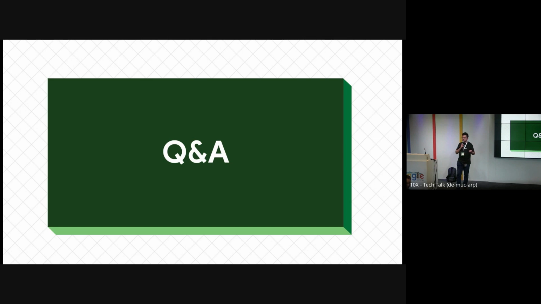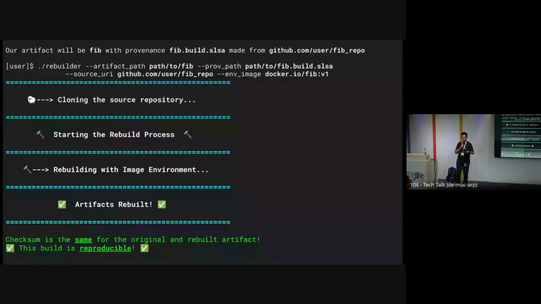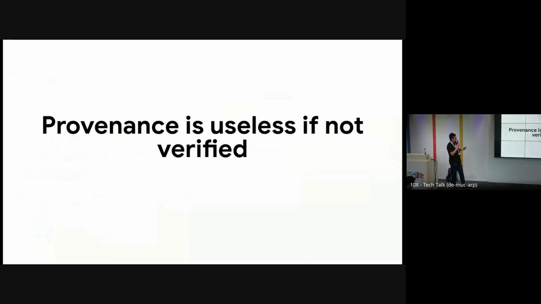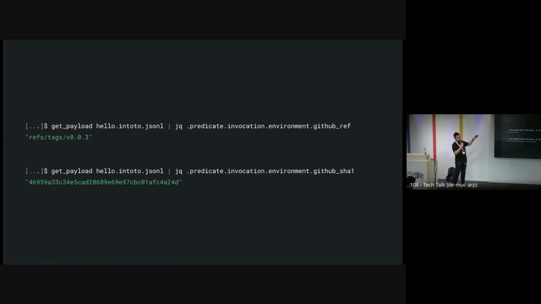So the provenance itself contains both the tag and the commit hash where the GitHub action was run. So if I go back to this one, I have both the tag and the commit recorded in the provenance. So even if you change the tag later to a different commit, the provenance will no longer match.